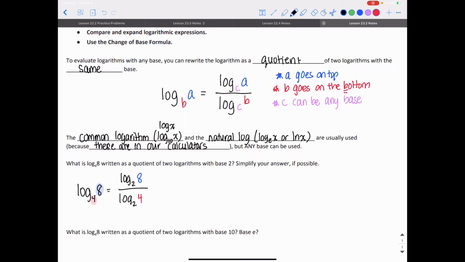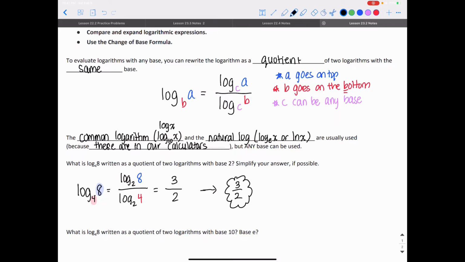And what I get with that is I can solve this. So this is also a way to solve logarithms easier sometimes. I'm asking myself, what do I raise 2 to get 8? In the numerator, I'm going to have 3. 2 to the third power gives me 8. And then on the bottom, 2 to what power gives me 4? And that's 2. So I don't even have to put this in my calculator. I can't put it in my calculator because it's log base 2. But I have 3 over 2 as my answer.